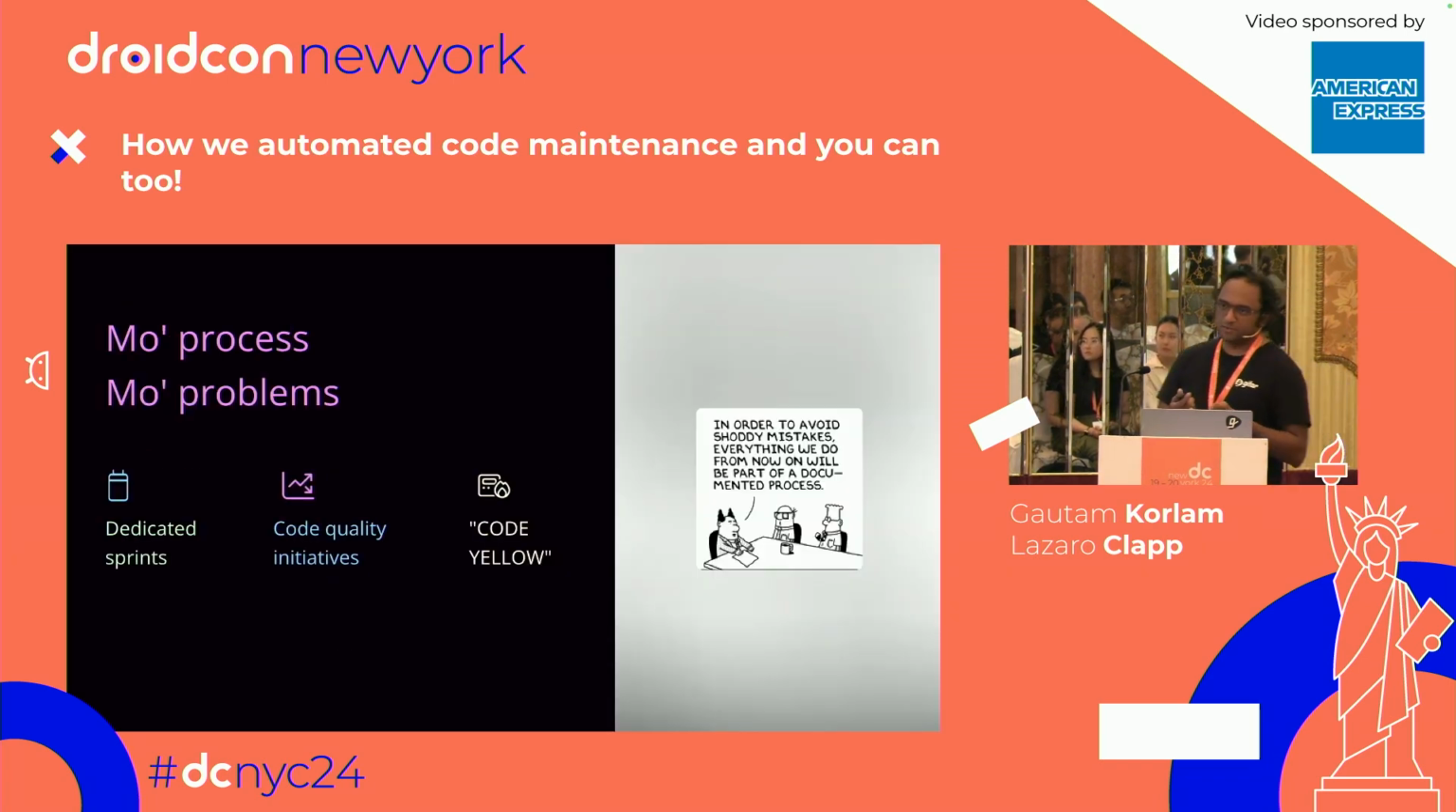And if you think you can just put some process into the mix, hey, let's just do a dedicated sprint and get rid of all the tech debt, and then let's move on. Usually it ends up as sporadic, and sometimes if it's not done regularly, you might have a code red or a code yellow, all hands on deck, fighting fires. It's not fun for everyone.